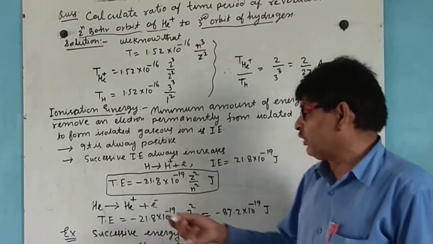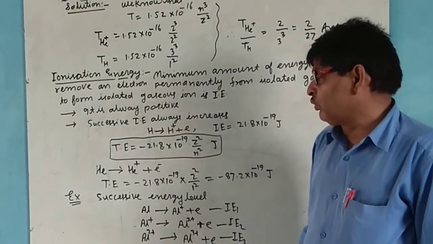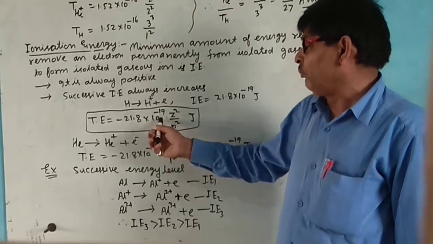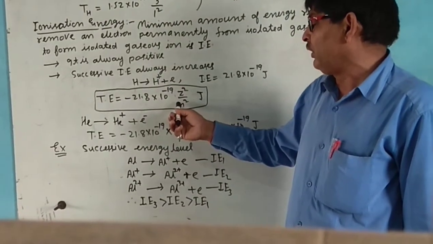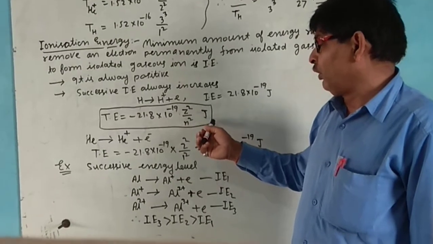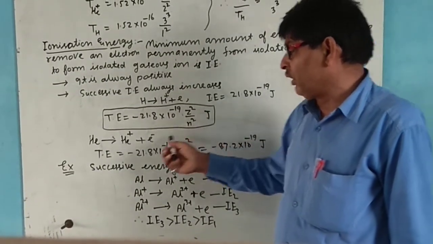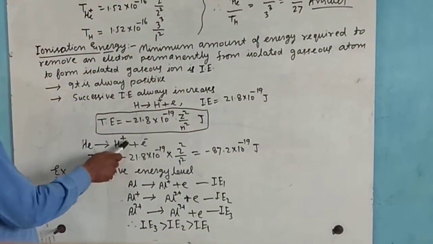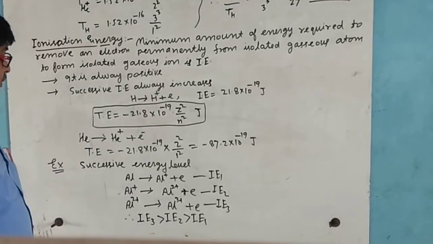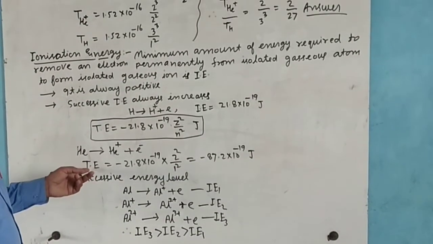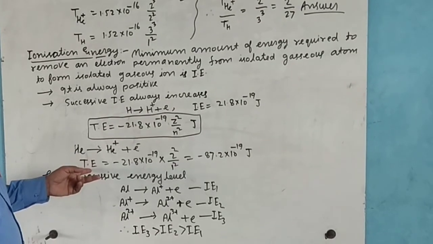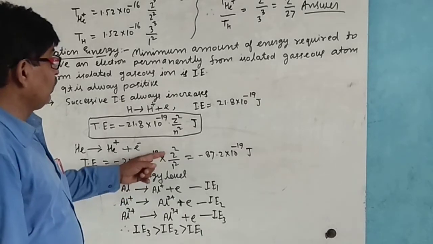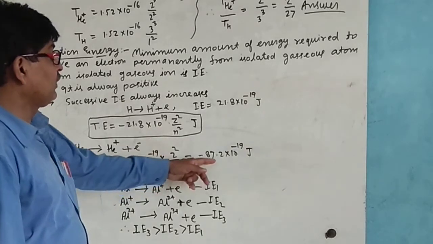We can also calculate it with the formula: total energy equals minus 21.8 into 10 to the power minus 19 Z square divided by n square joule. For the hydrogen atom, and for helium converting to helium ion by removing one electron, we calculate this energy by putting Z equal to 2 and n equal to 1, and we get this energy.